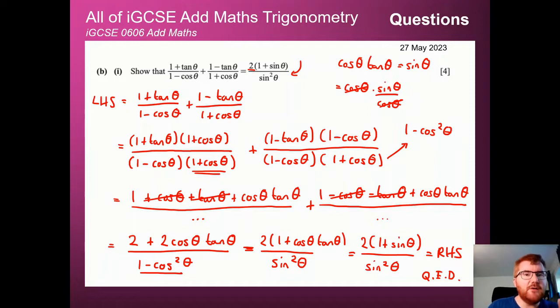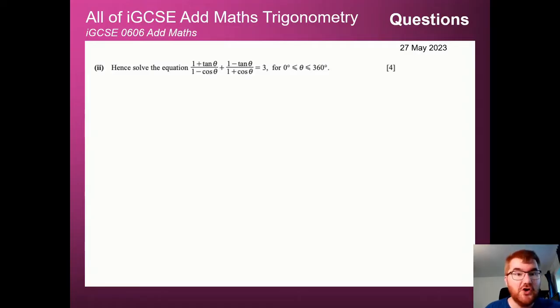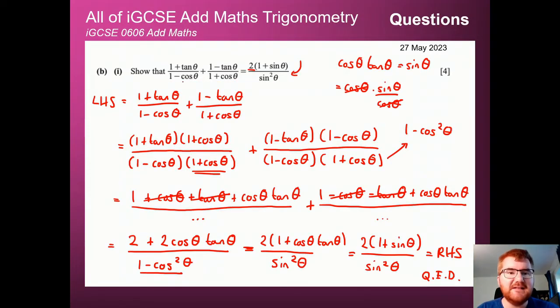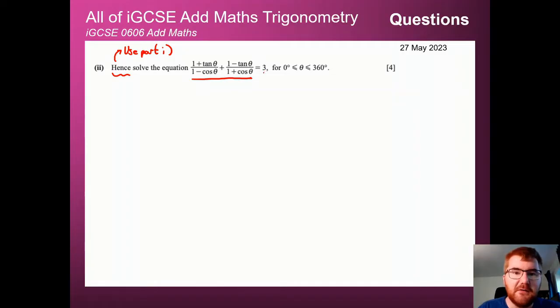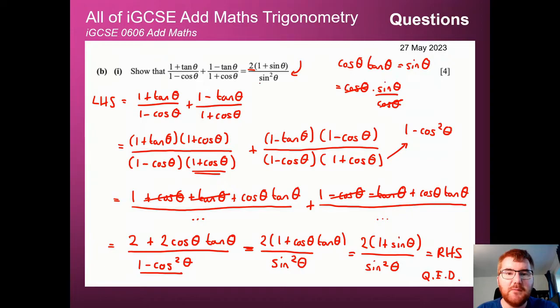Now generally with these kind of questions it leads into some kind of solving, and this question is no different. Notice we have this word hence. Really important in Add Maths, also A-level exams as well, and IB. So this basically is telling you use part I, use what we literally just did. Because notice here, the left-hand side is exactly the same as the left-hand side here. And this time we just want to make it equal to 3 and solve. So using part I, we're going to replace the whole left-hand side here with the right-hand side we just calculated.